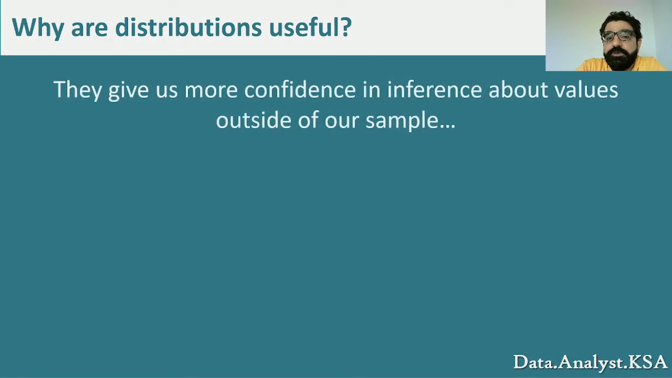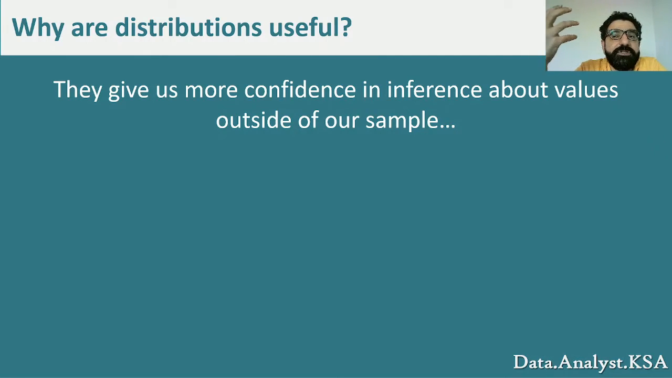Well, statistical distributions are useful because they give us more confidence in any inference we make about the values that are outside of the sample. So remember, if we wanted just to say, for example, how many adult males I have that are of a weight of 76 kilograms, I cannot just count the ones I have in my sample, because really my sample is just a sample. It's not of my interest. My interest is to make an inference about the bigger population.